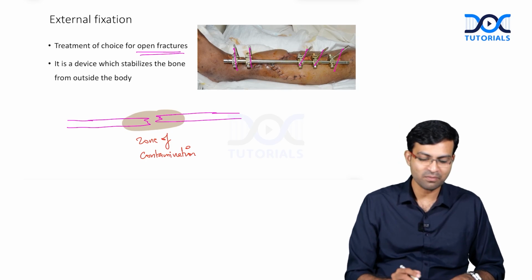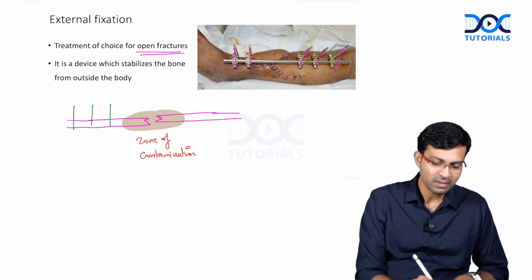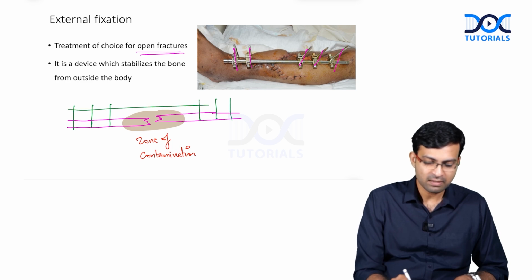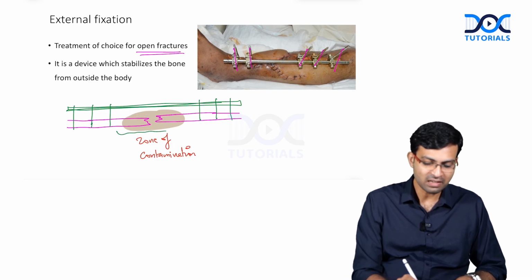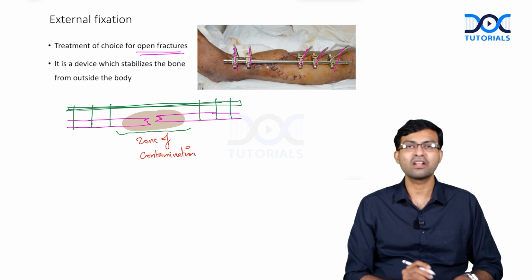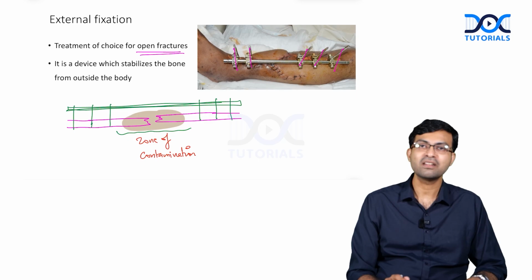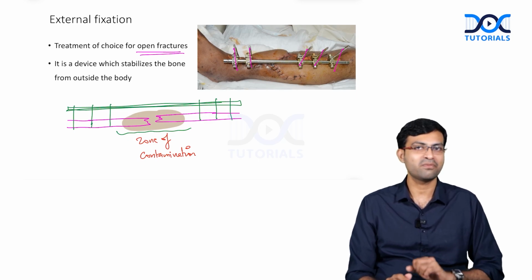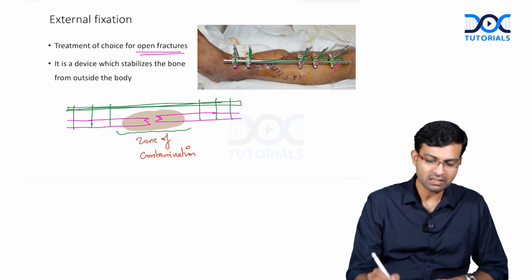So what we do is we keep away from the zone of contamination and we put 3 pins proximally and 3 pins distally. And you fix the pins using a rod like this. You stabilize using a rod. This is what we call external fixation. You can see that we have clearly avoided the zone of contamination. There are no implants in the zone of contamination and we are far away from there, and we have also successfully stabilized the fracture. Again, you can see here there are 2 pins distally and 3 pins proximally, and they have been connected using rods.